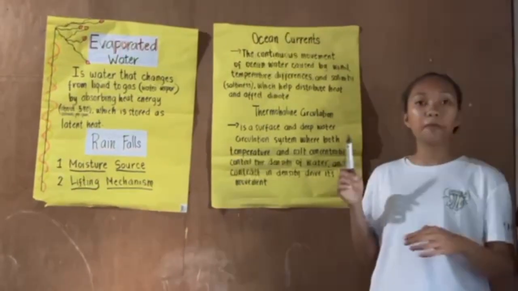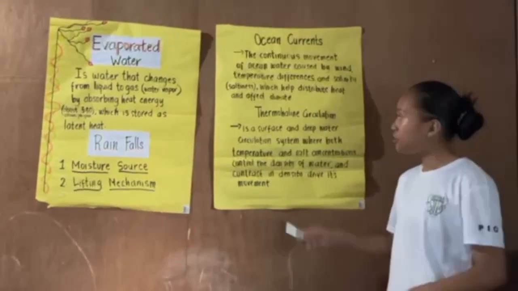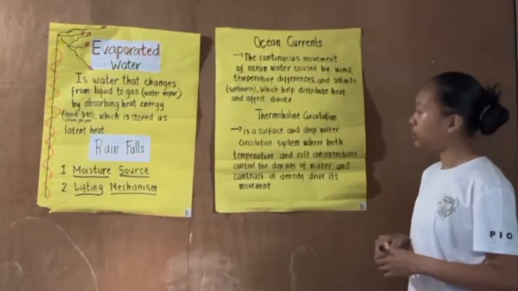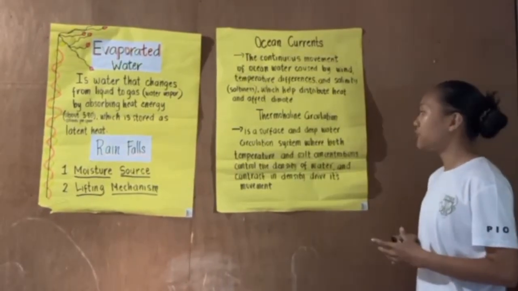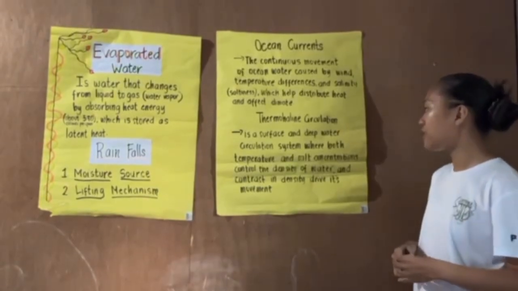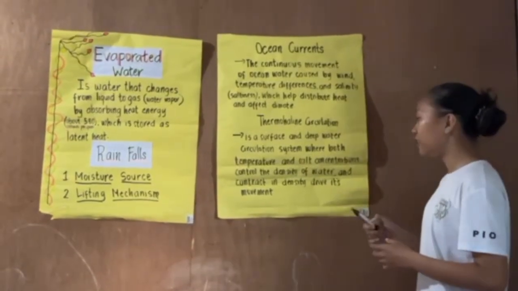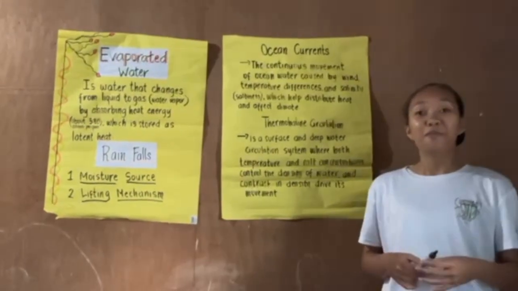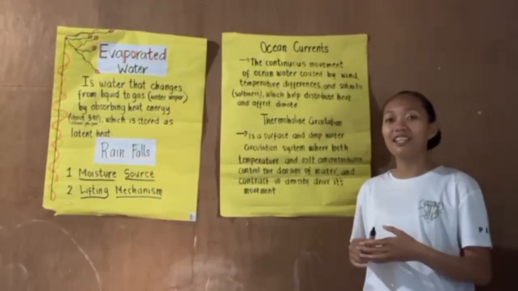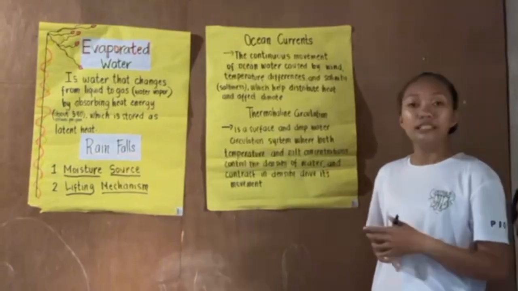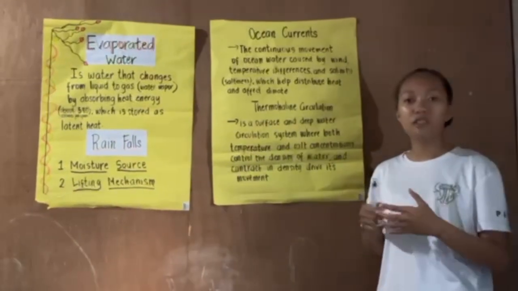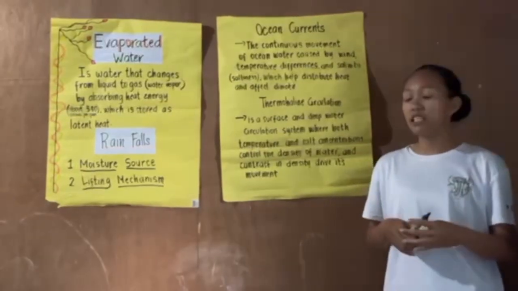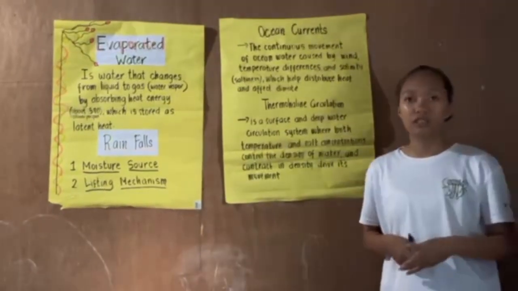So, a special system called thermohaline circulation. Thermohaline circulation is a surface and deep water circulation system where both temperature and salt concentrations control the density of water, and contrasts in density drive its movement. So, thermohaline circulation moves water based on density differences. Examples: the Alaska current keeps coastal areas cool and foggy during summer. So, that's the thermohaline circulation.